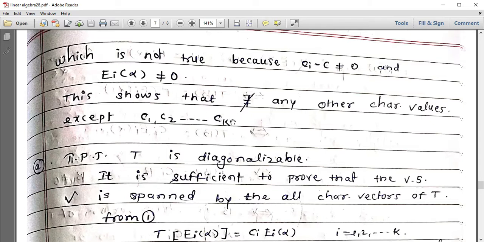Now we have to prove statement A, to prove that T is diagonalizable. Okay, T is diagonalizable.